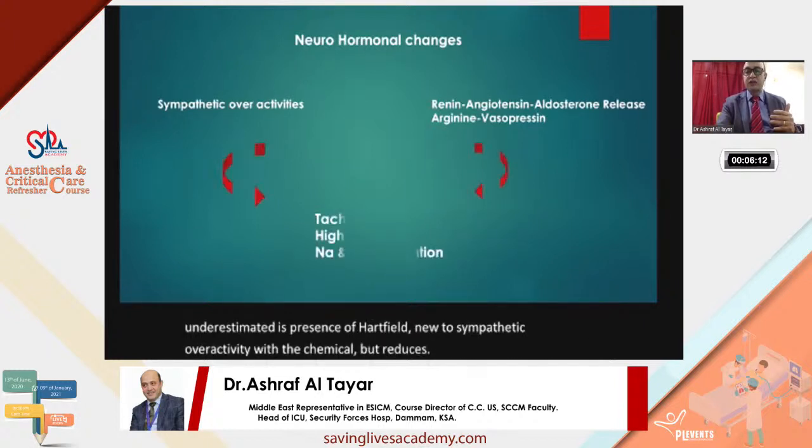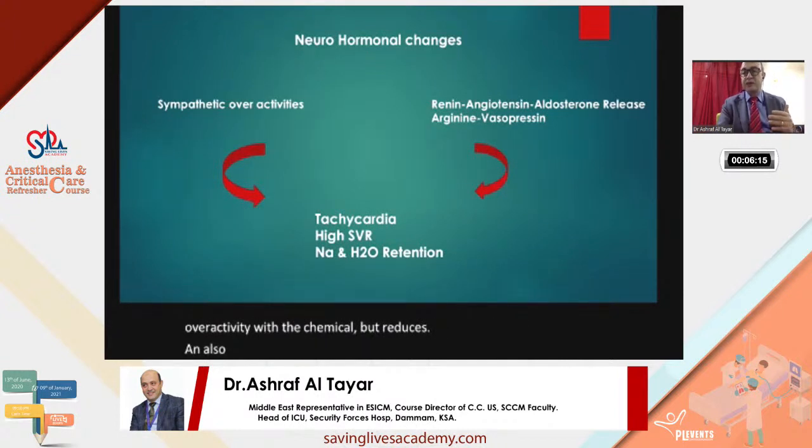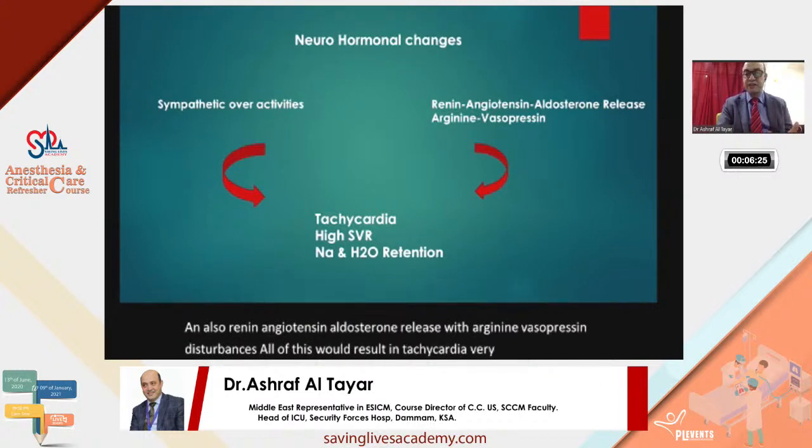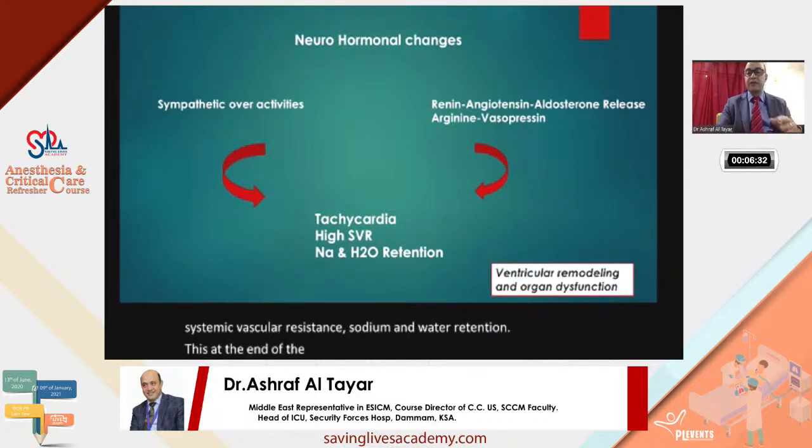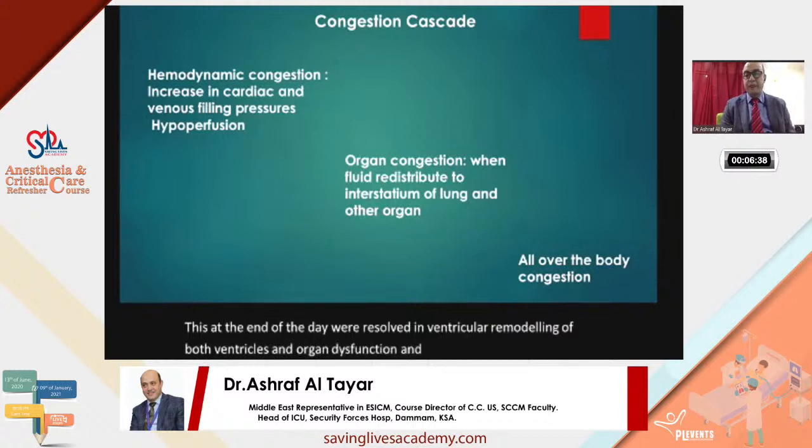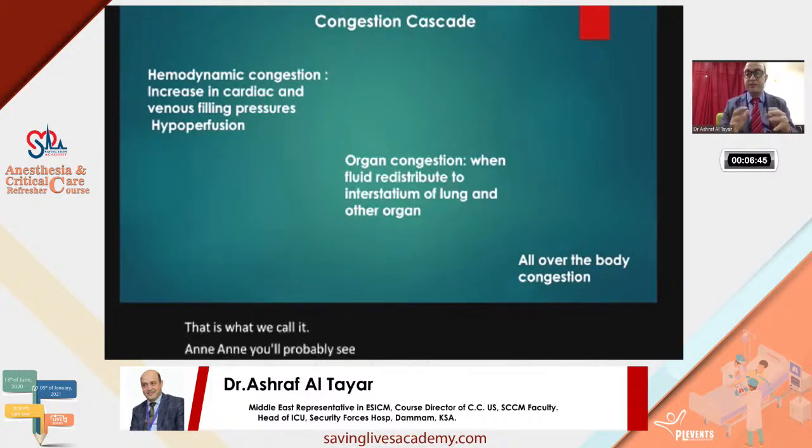And also renin, angiotensin, aldosterone release with arginine vasopressin disturbances. All of this will result in tachycardia, very high systemic vascular resistance, sodium and water retention. This, at the end of the day, will result in ventricular remodeling of both ventricles and organ dysfunction. And this is the danger of that. There is what we call, and you probably see this term in reviews coming from intensivists, a congestion cascade. When the heart fails, there are many types of congestion or engorgement of the circulation.